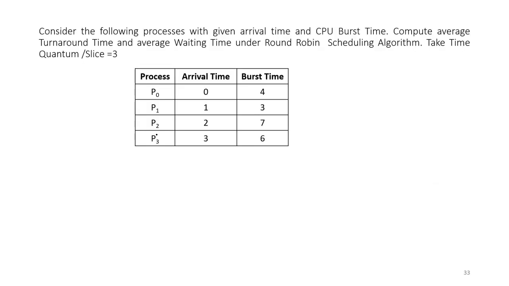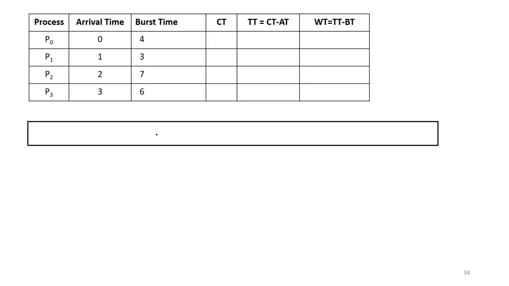Now let's understand this round robin scheduling algorithm with the help of a problem. We have a set of processes, that is P0, P1, P2, P3, with given arrival time and CPU burst time. We have to compute average turnaround time and average waiting time under round robin scheduling algorithm, and we have to take a time quantum, that is time slice, of 3 units, which is given in the problem. We have to follow the same strategy as we have followed in the previous problems.